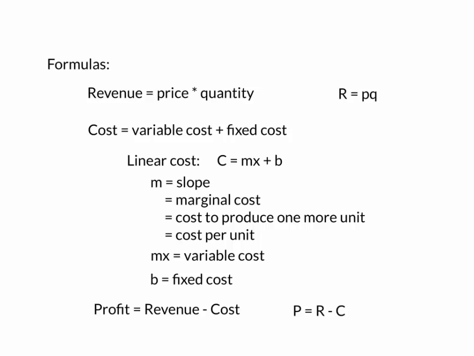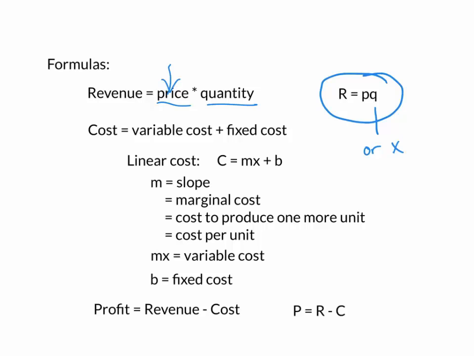Next, let's look at a few formulas. Revenue is equal to the price times the quantity. When we're talking about price, we're talking about the amount of money a company will charge for a product. For instance, with those candy bars, the price was $2. Quantity is the number of units that are produced and sold. In a formula, we usually use P for price and Q for quantity. Sometimes we use X for quantity, but P times Q is always our revenue.